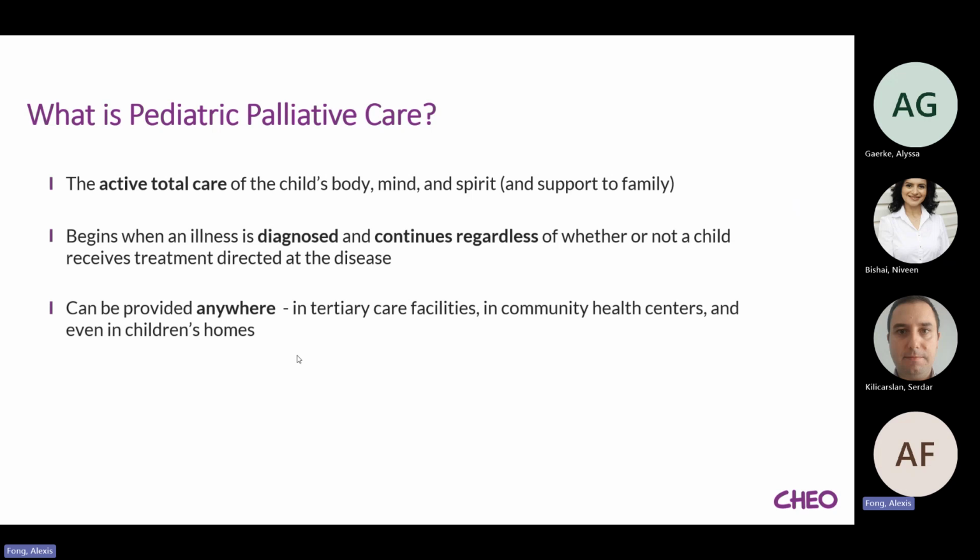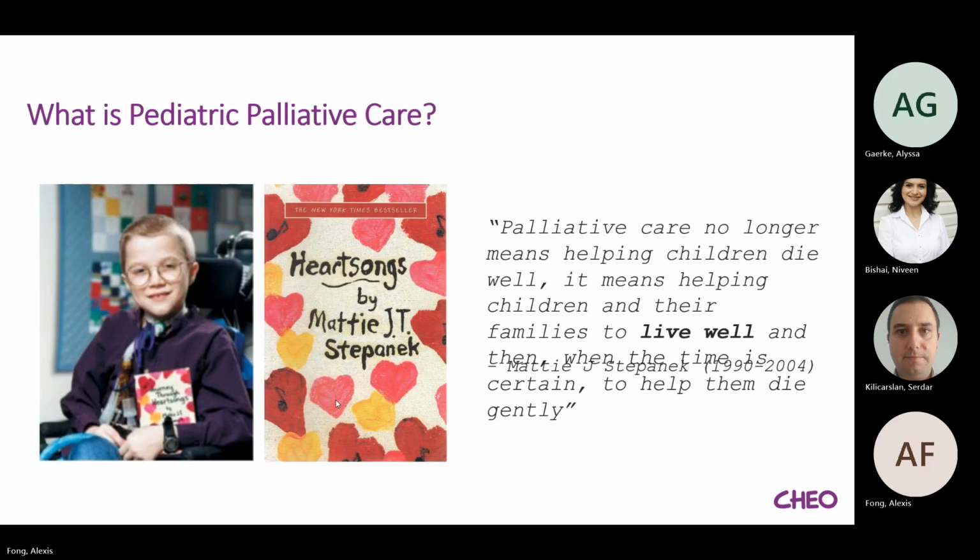So it's the active total care of the child's body, mind, and spirit, and support to family. Begins when an illness is diagnosed and continues regardless of whether or not a child receives treatment directed at the disease, and can be provided anywhere. So tertiary care facilities, in community health centers, and even in children's homes.